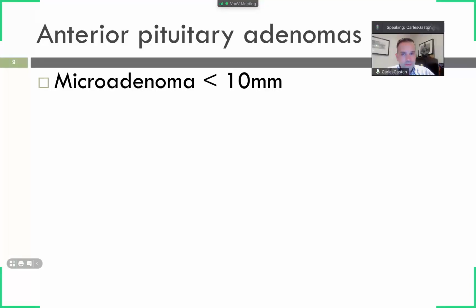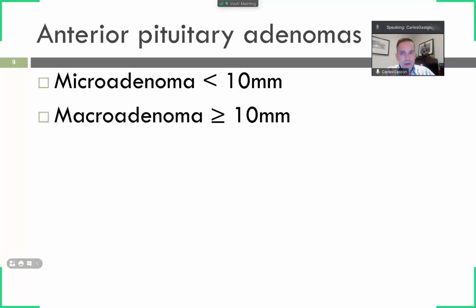microadenoma and macroadenoma. And they are classified depending on the size of the tumor. Microadenoma is smaller than 10 millimeters, whereas macroadenomas are tumors which are bigger than 10 millimeters. Remember that the pituitary is very small, so 10 millimeters is a lot, right?